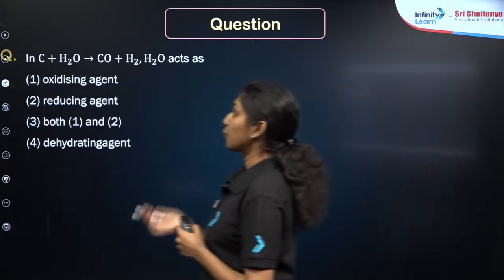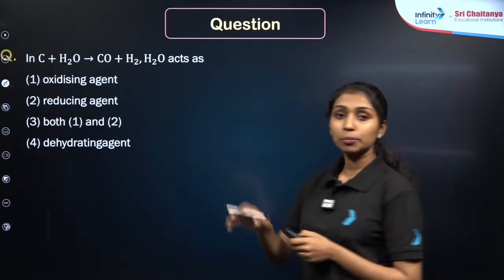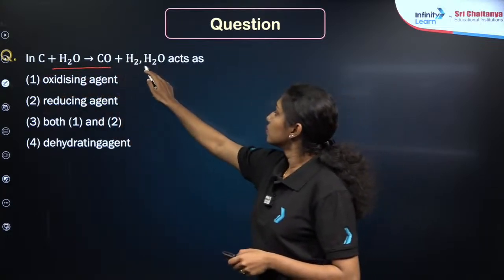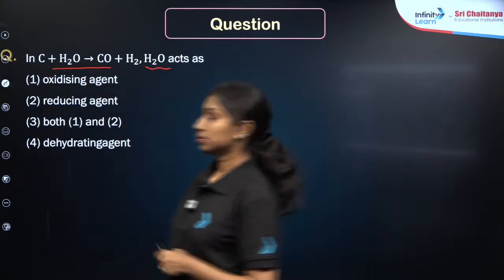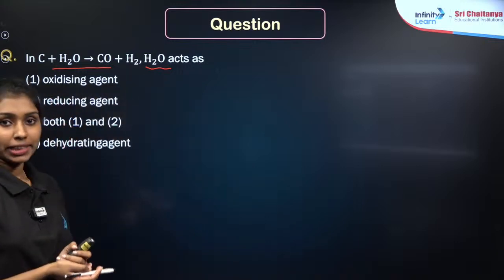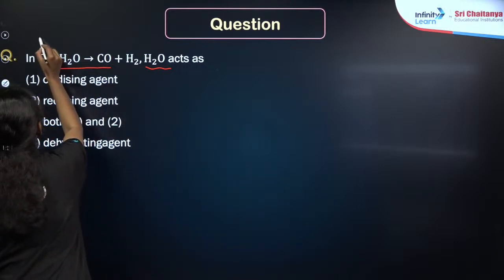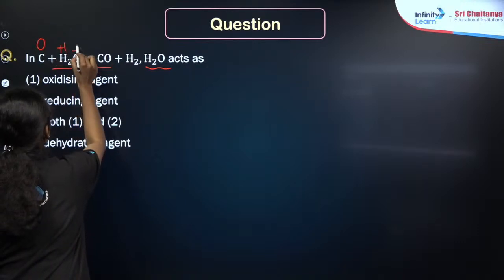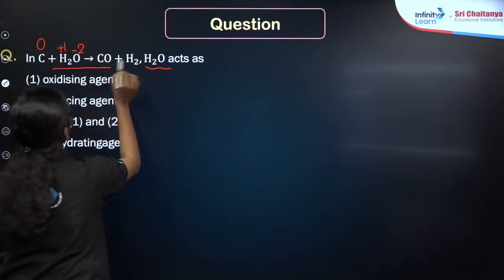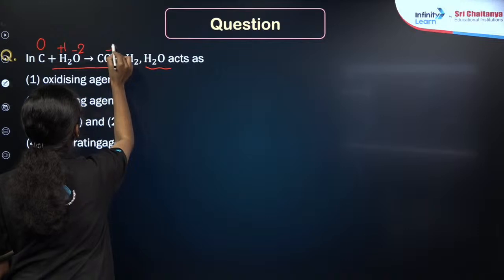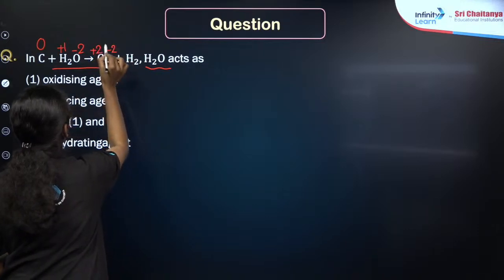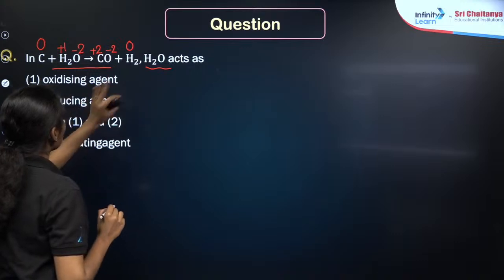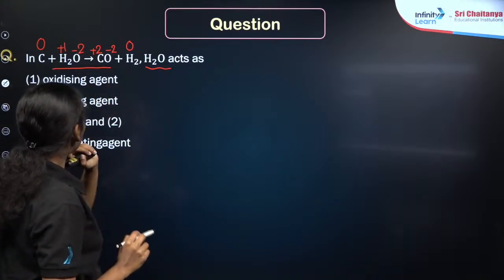Again, here is the next question for you. Find out the role of water molecule in this particular reaction. Find out the oxidation number first. Carbon in its elemental form having 0. Then for hydrogen it is +1. For oxygen it is -2 in the case of water molecule. Again in the case of carbon it is +2 and oxygen is -2. Hydrogen is in the elemental form. It will show 0 oxidation, right? What will happen here?